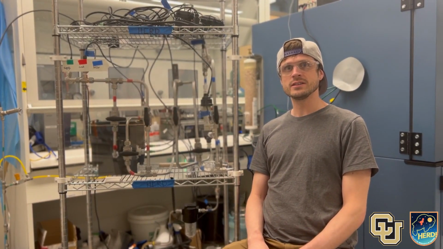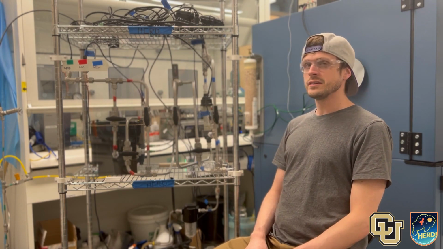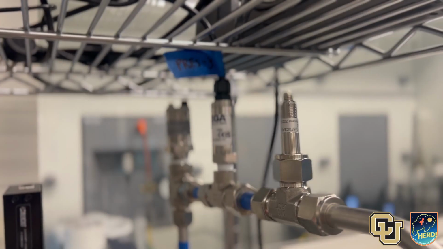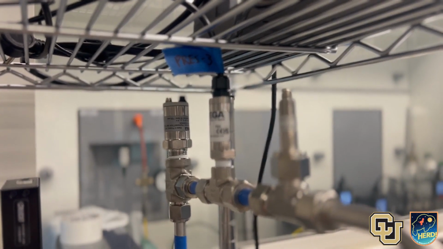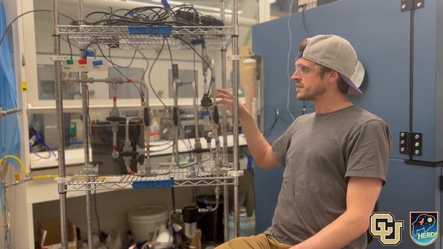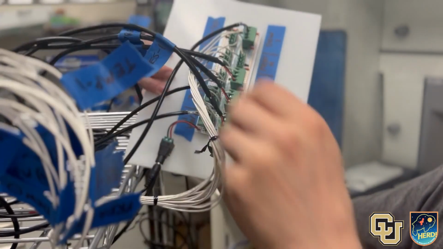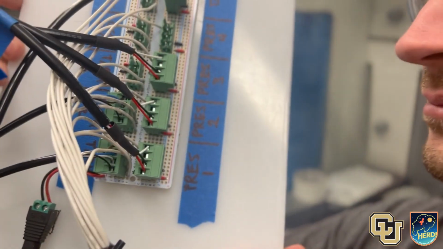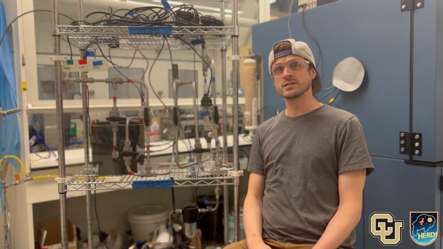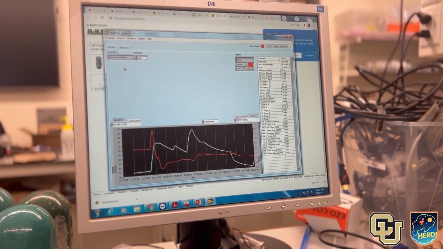I am the test engineer and data acquisition subsystem lead. For our data acquisition subsystem, we have provided pressure sensors, relative humidity and temperature sensors, dew point sensors, and flow meters throughout the system at different key points. All of these sensors run back to a central hub where we route the data into a National Instruments data acquisition system, which runs into our workstation, and we can collect that data and store it using LabVIEW.